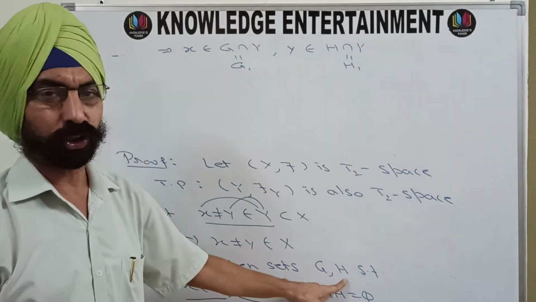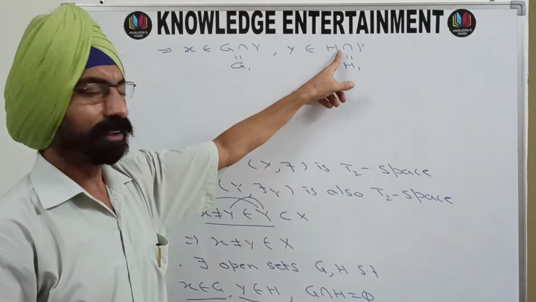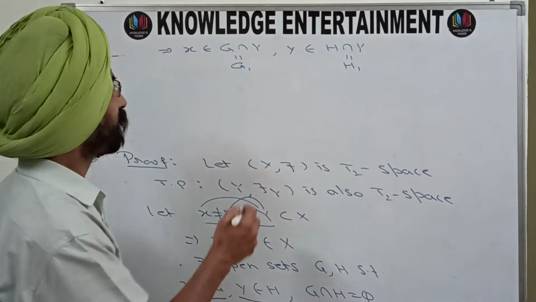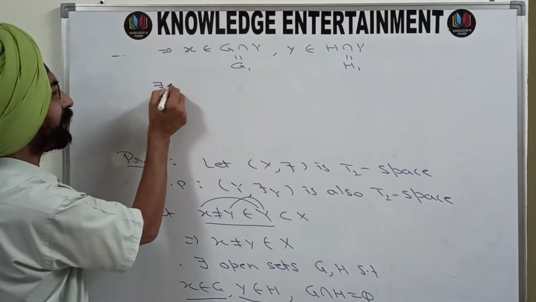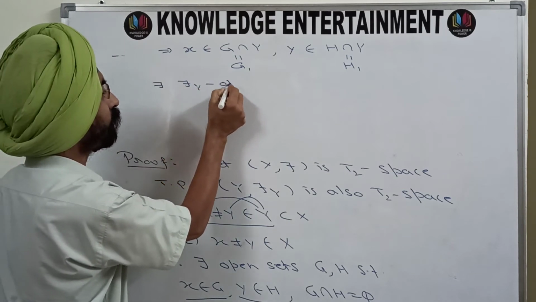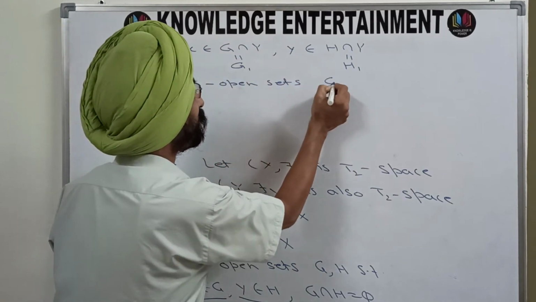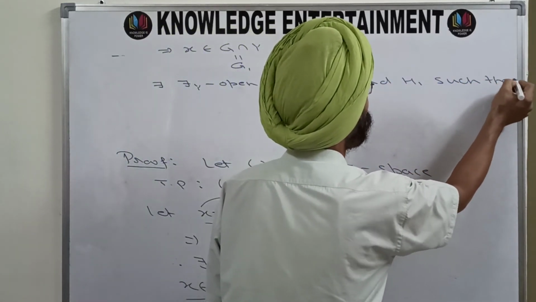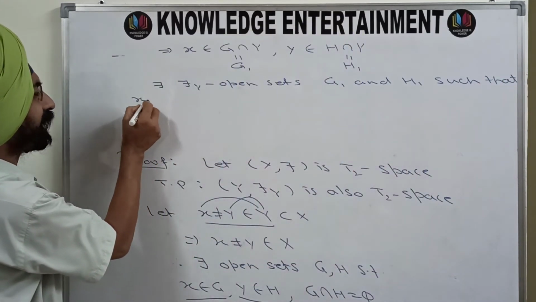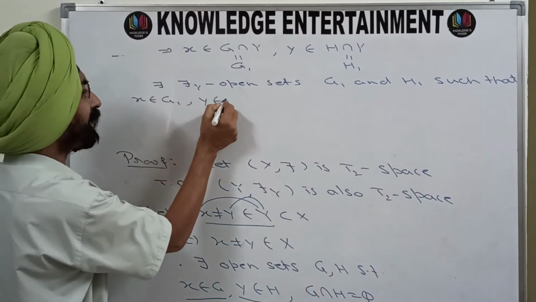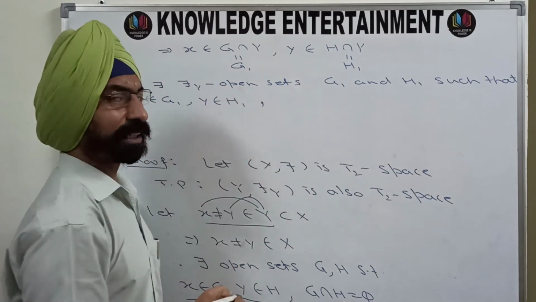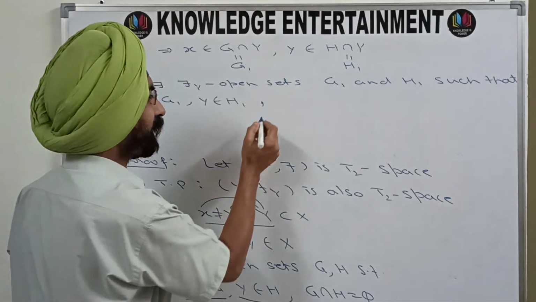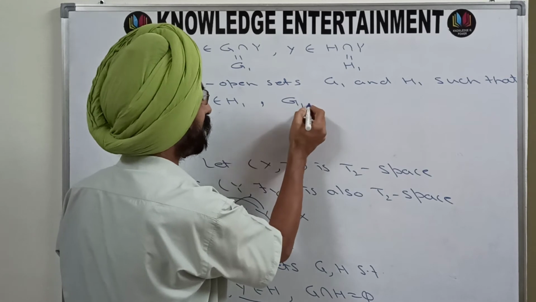Similarly, your H is a tau open set, and this H intersected with Y will become a tau_Y open set. So you can say there exist tau_Y open sets G1 and H1 such that x is contained in G1, y is contained in H1, and the third property, that G1 and H1 must be disjoint. That means their intersection must be phi.